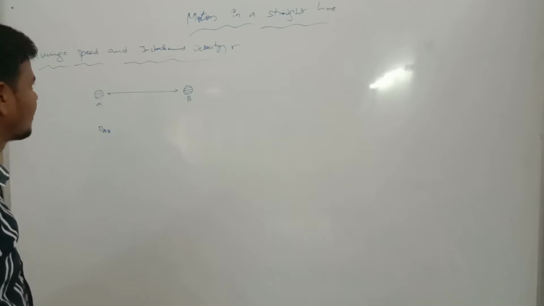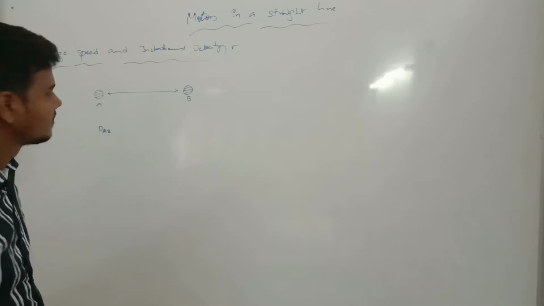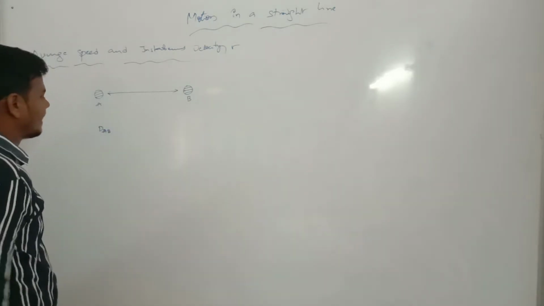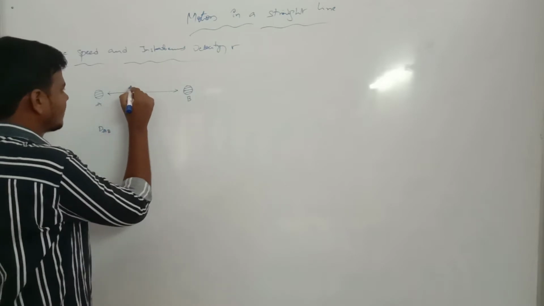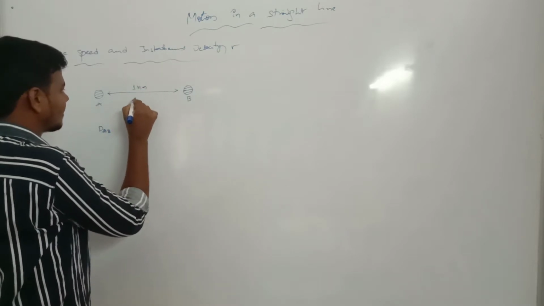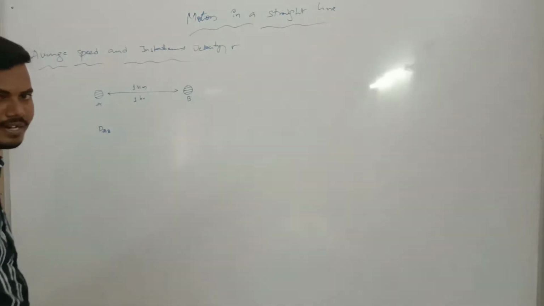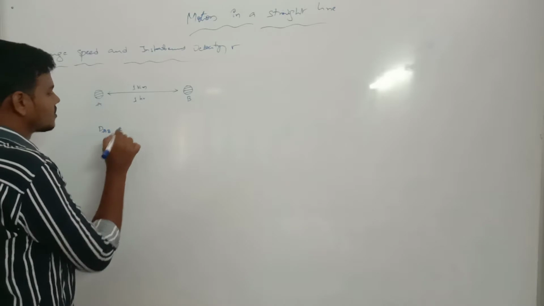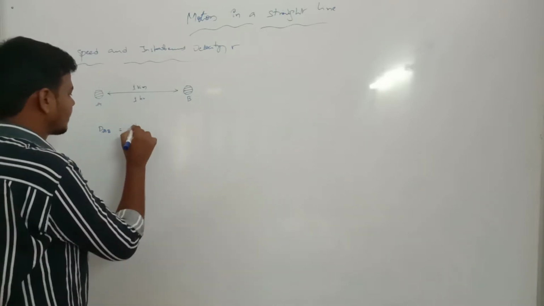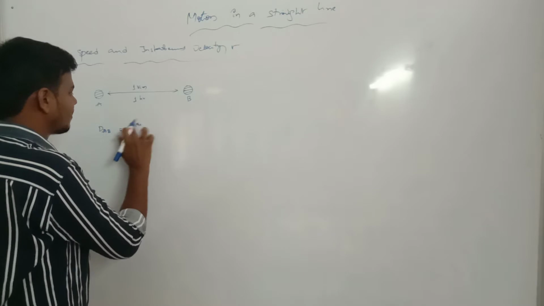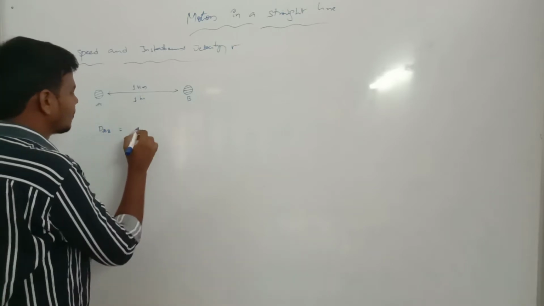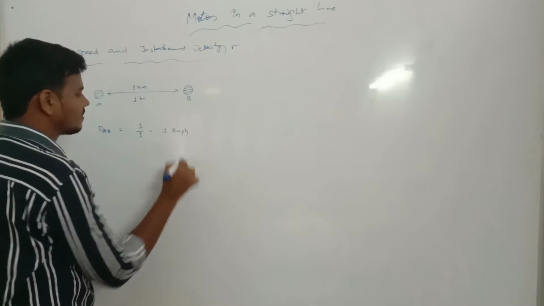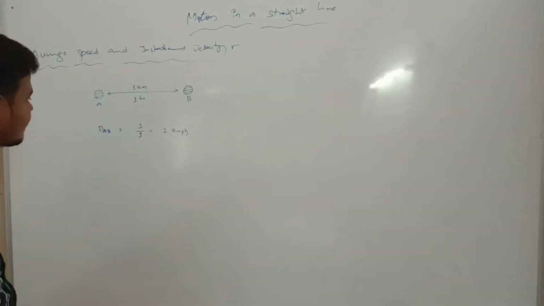Now average speed. For example, D_AB is 1 kilometer and the time is 1 hour. The distance from A to B is the total distance covered divided by the total time period. So 1 by 1 is equal to 1 kmph. This is the first one.